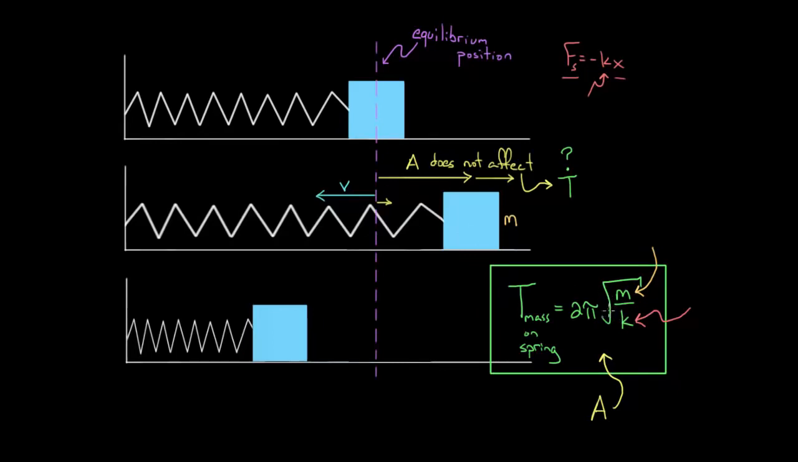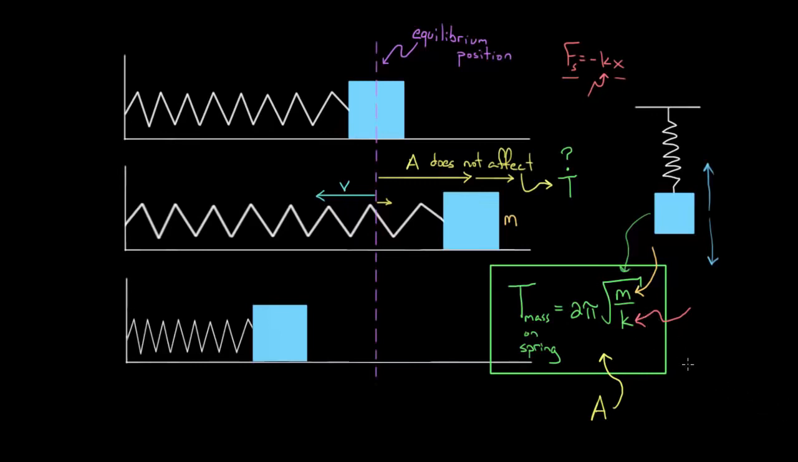Something else that's important to note, this equation works even if the mass is hanging vertically. So if you had this mass hanging from the ceiling, something like this, and this mass oscillates vertically up and down, this equation would still give you the period of a mass on a spring. You'd plug in the mass that you had on the spring here. You'd plug in the spring constant of the spring there. This would still give you the period.